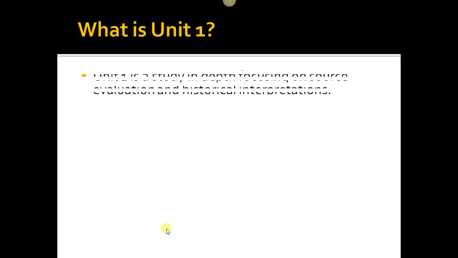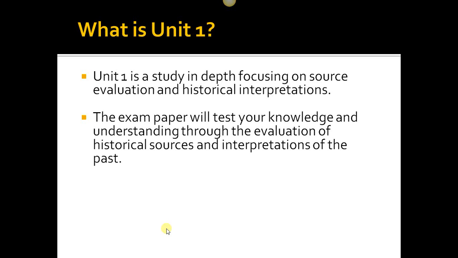Okay, so we'll move on from that, and I will really try and keep this as easy to understand as possible. Okay, so Unit 1 is a study in depth focusing on source evaluation and historical interpretations. You will be dealing with definitely a different amount of visual sources. They've thrown in a new question about historical interpretation. Don't worry or panic about that. Those things are really not as challenging or as difficult as they first appear. They're really not. As I said, I've sat this exam paper, so I know how to use the exam paper for your advantage, for your benefit, okay?